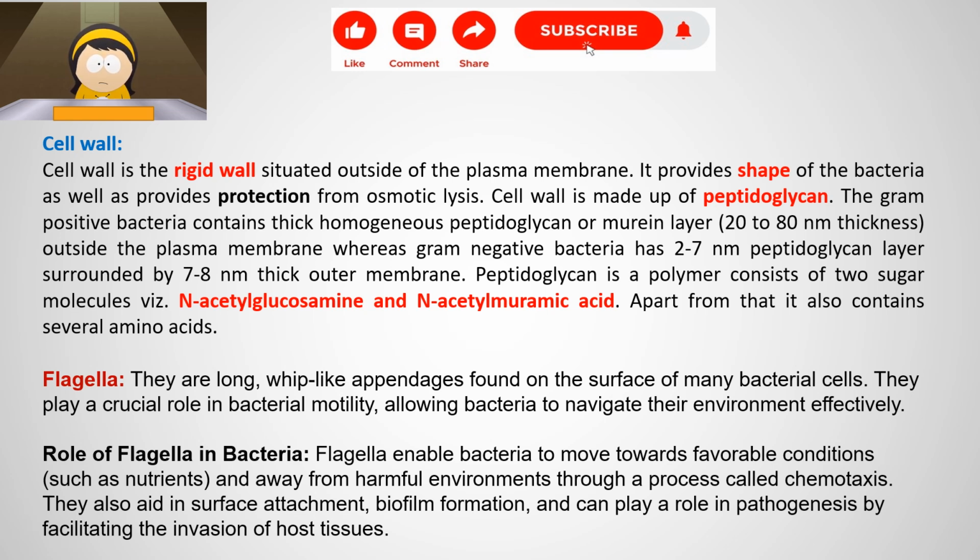Flagella. They are long, whip-like appendages found on the surface of many bacterial cells. They play a crucial role in bacterial motility, allowing bacteria to navigate their environment effectively. Role of flagella in bacteria. Flagella enable bacteria to move towards favorable conditions, such as nutrients, and away from harmful environments through a process called chemotaxis. They also aid in surface attachment, biofilm formation, and can play a role in pathogenesis by facilitating the invasion of host tissues.